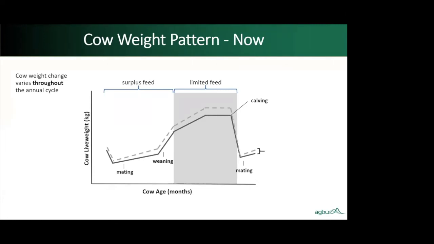Our finding has been that if we were to increase cow live weight at mating through genetics by 1 kilogram, that cow would actually be more than 1 kilogram heavier at the point in the annual production cycle she's at her heaviest. That means that cow live weight change due to genetics is not constant throughout the annual production cycle. This holds for both temperate and tropical production systems.